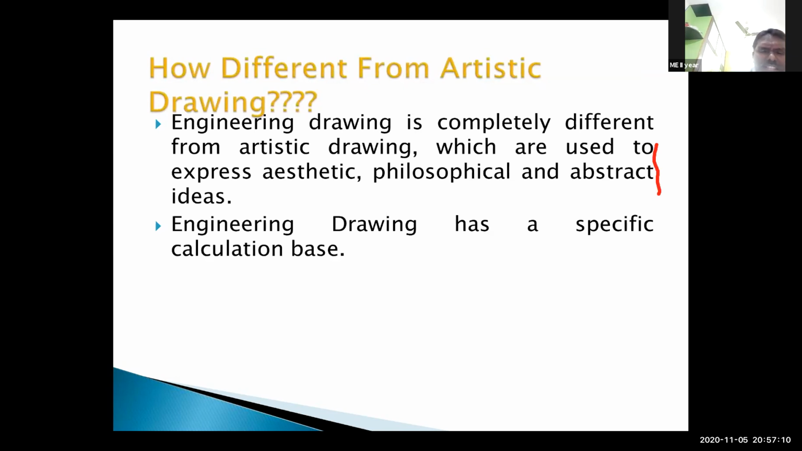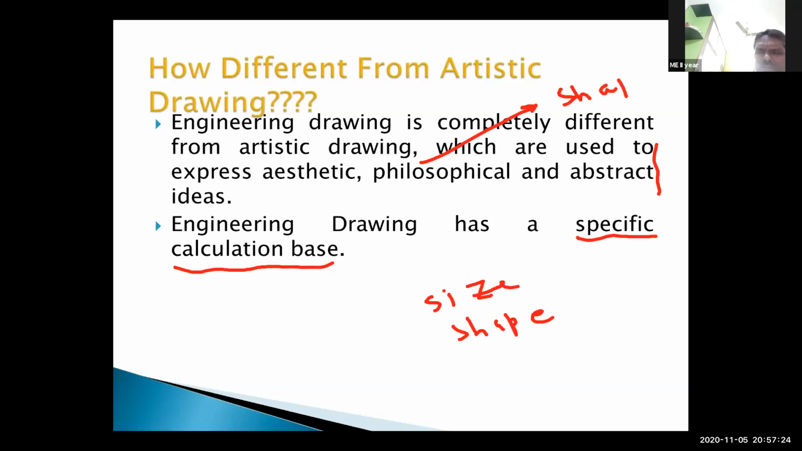But engineering drawing is a specific calculation. Size is a must. Shape is a must. In art, we will work out the drawing for only shape. Coming to engineering drawing, we will work out for the size and shape. That is the difference.